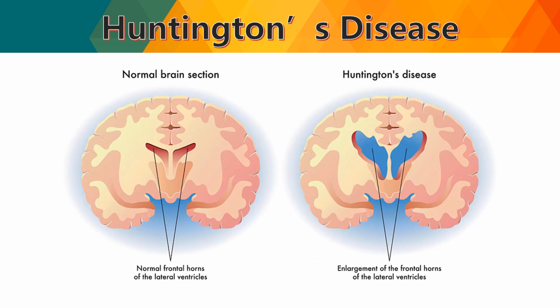And then next you have here your Huntington's disease. So this is a comparison of your frontal horns of the lateral ventricle. So in a normal brain, nakikita nyo na ganito yung itsura ng normal. But with Huntington's, lumalaki, mas malaki, or nag-enlarge yung mga frontal horns of the lateral ventricle.